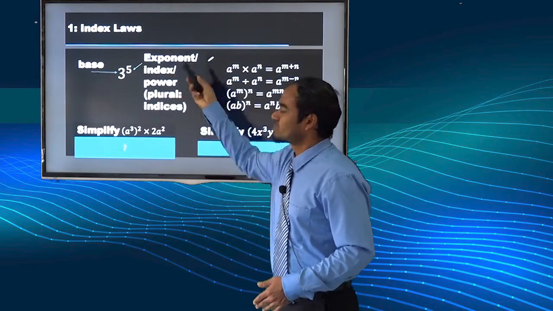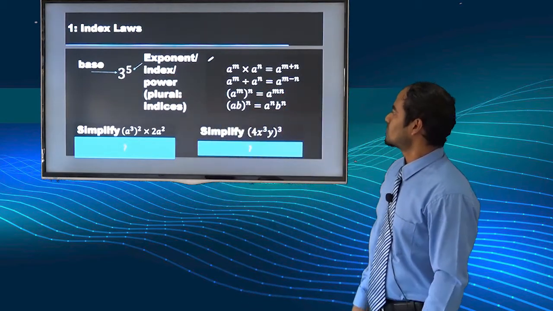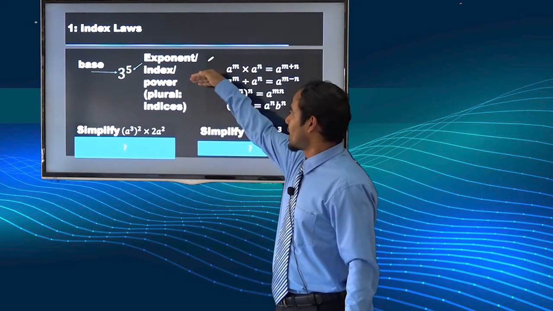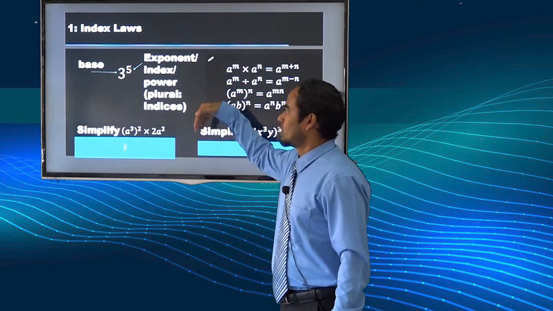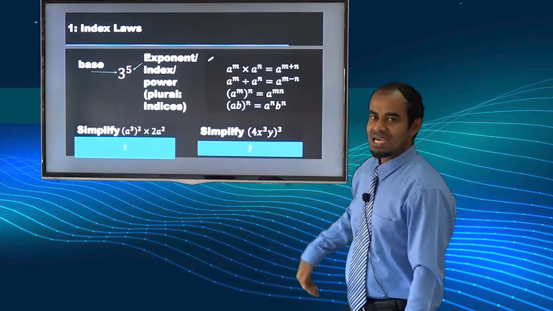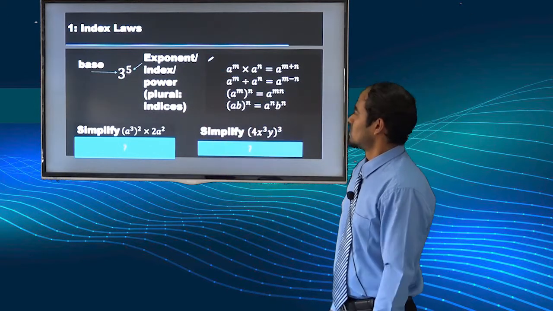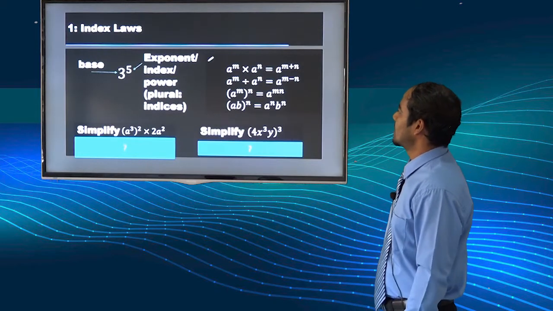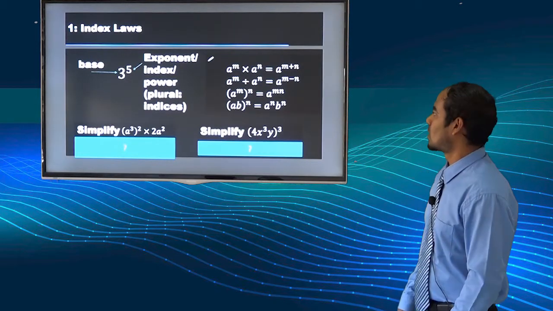There are various names for this exponent. One of them is index. There is also the name power. In plural, we say indices. There are some few rules that we need to know before we start index rules. Some of them are the first rule.